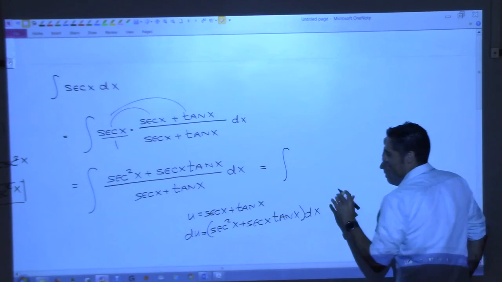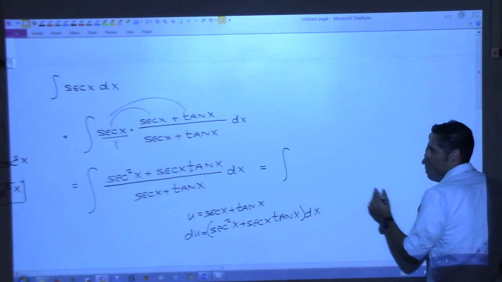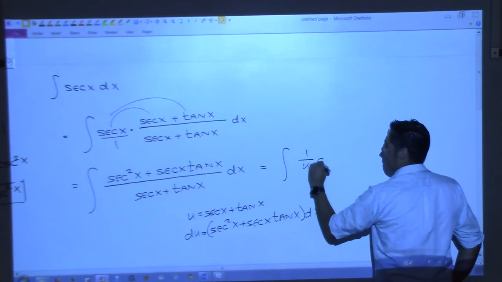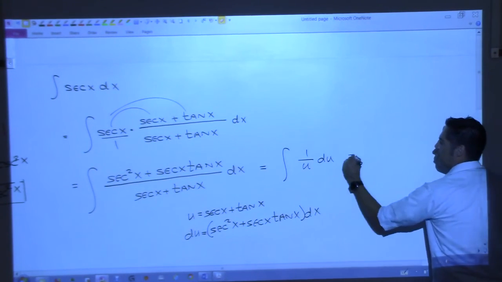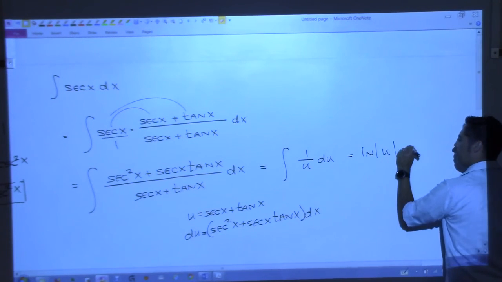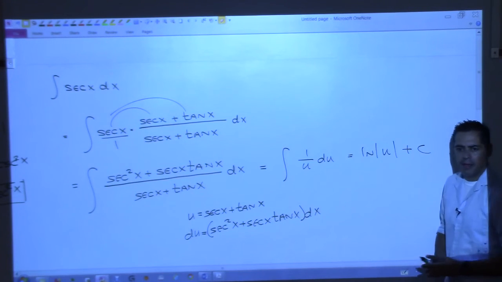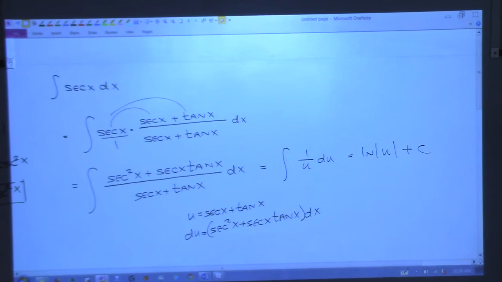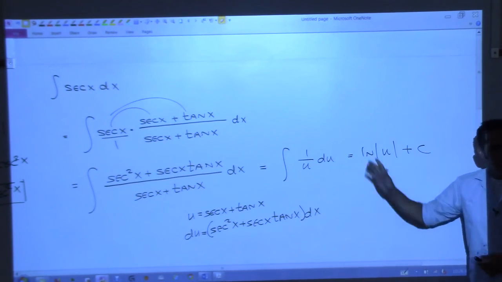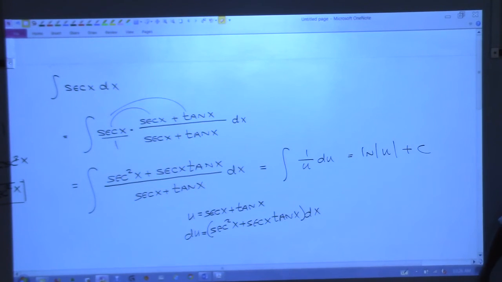But all right, let's finish this. What is this? 1 over u du? So natural log absolute value of u plus c. What's u? That's the formula, right? If you look in the back, secant x plus tangent x, natural log. Very awkward, right? Very, very unusual. But brilliant, right? That's a brilliant use of 1.